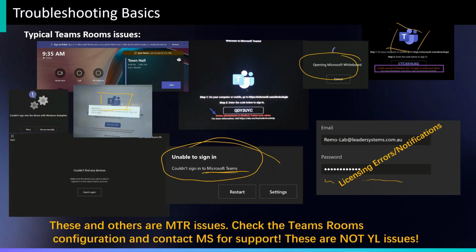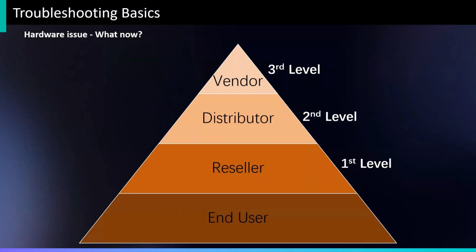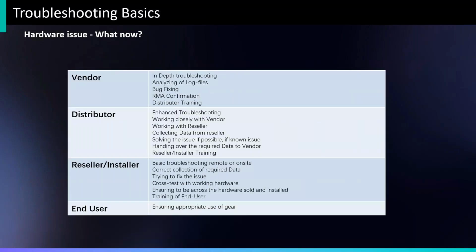Now, once you have an issue, how do we go ahead with troubleshooting? We have a pyramid in terms of hierarchy, who sits where. At the very bottom we have the end user. He is the one who uses the gear. Then we have the reseller, installer, with distributor, and then we have the vendor. Based on their position in the channel, everyone has a different task, and every part has tasks that they have to provide.